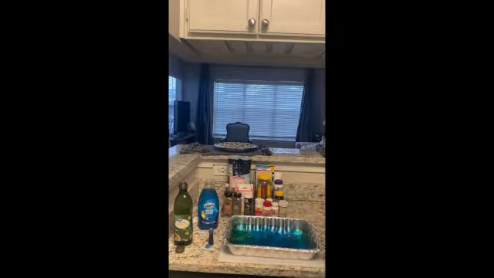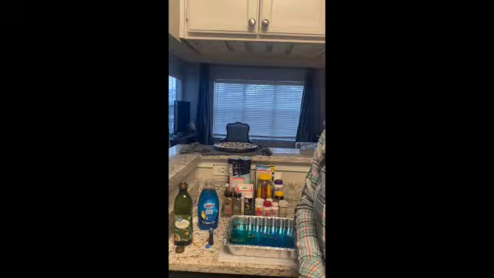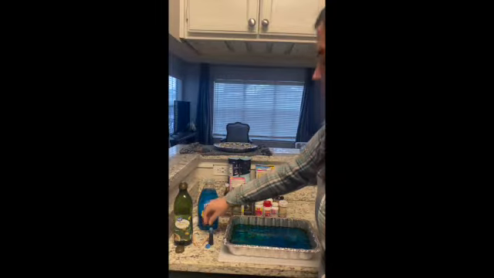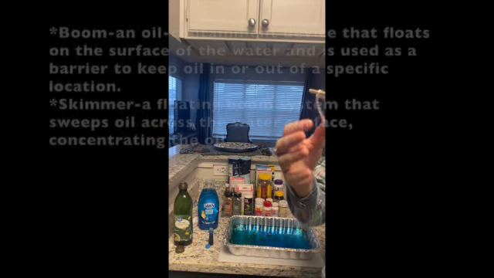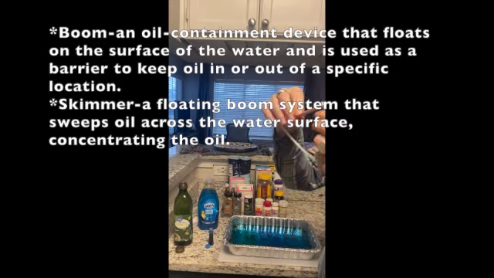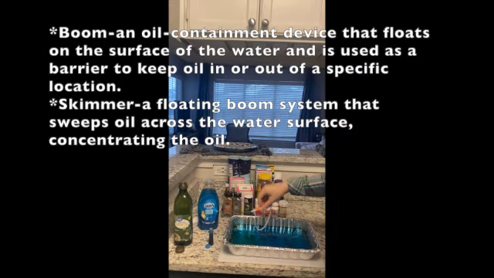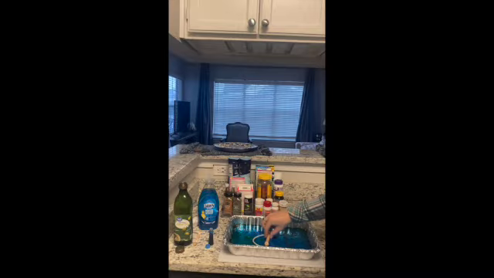And now I'm going to be using various methods to help clean up the oil spill. The first method I'm going to use is with this popsicle stick and string. There is a boom and skimmer. So the boom floats on top of the surface while the skimmer collects oil from beneath it.